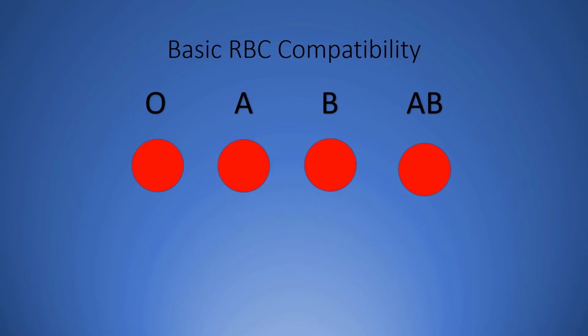This video is about basic blood compatibility used in transfusion medicine. There are four main blood types: type O, type A, type B, and type AB. Type O red blood cells do not have any antigens on the outside of the red blood cell membrane. Type A red blood cells have the A antigen or A carbohydrate on the outside of the red blood cell membrane. Type B red blood cells have the B antigen, and type AB red blood cells have both the A and B antigens.